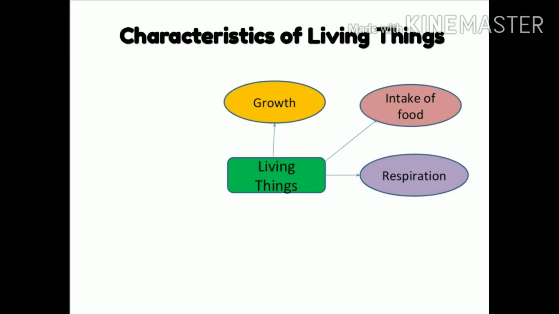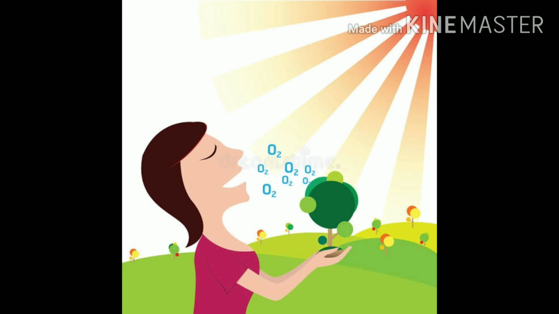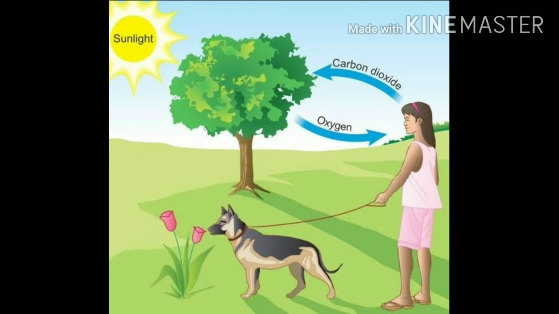The third characteristic of the living organisms is respiration. We know that for each and every living organism, breathing is one of the most important things. Living things need oxygen. All living organisms take in oxygen from air and give out carbon dioxide, which is produced in their own body. This process of exchange of gases, that is oxygen is taken in from air and carbon dioxide given out, is known as respiration.